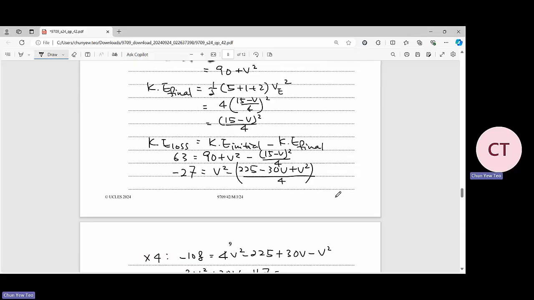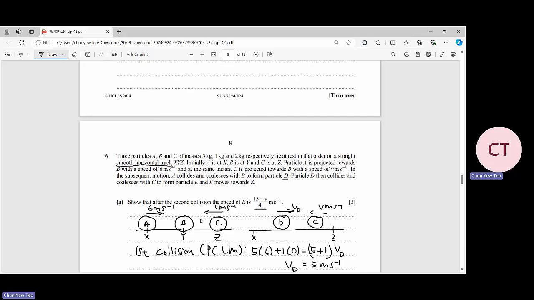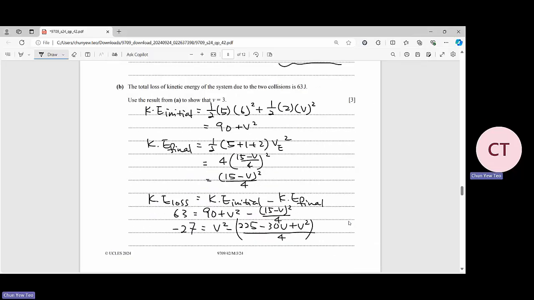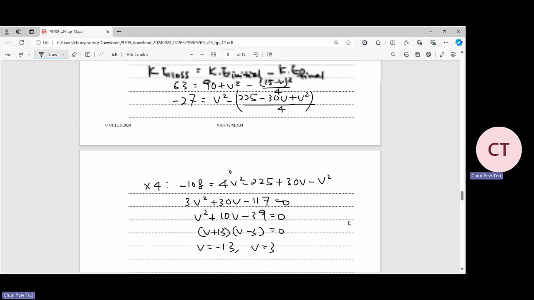So over here, because you can see that the question mentioned at the end, the VE is moving towards the C. Okay, so in order for it to move towards the C, that means the VE is positive. So the VE is over here. In order for the VE to be positive, then your V must be over here.